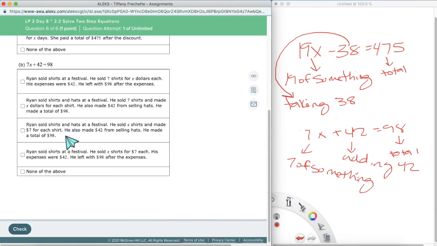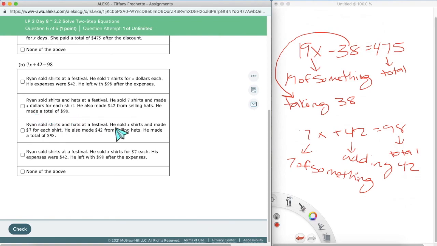Ryan sold shirts and hats at a festival. He sold 7 shirts and made X dollars for each shirt. Okay, that still works. If he sold 7 shirts and he made X dollars for each shirt, if we multiply those two together, we'll know how much he made on the shirts. And then he also made $42 from selling hats. Ooh, that would be a plus 42. That's another $42. We just don't have to multiply it. He's not telling us how many hats and how much they were. He's just giving us a total there. And if we put those two together, we'll know how much he made for the day, right? Or at the festival, which was $98.